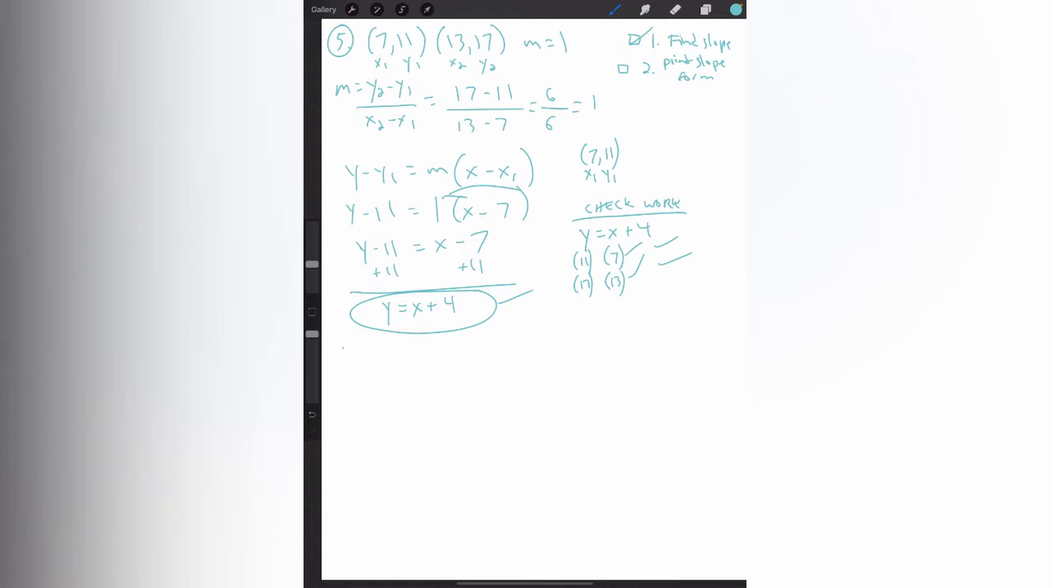All right, so number 6. Number 6 says, write an equation of each line in standard form with integer coefficients. Okay? So just to recap here, slope-intercept form, remember, was y equals mx plus b. Point-slope form was y minus y1 is equal to m times the quantity of x minus x1.